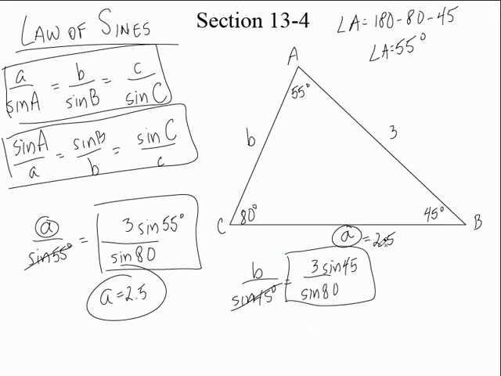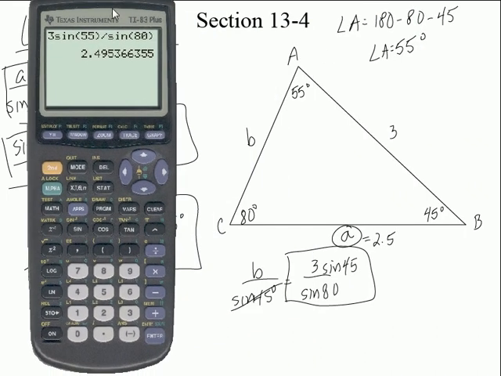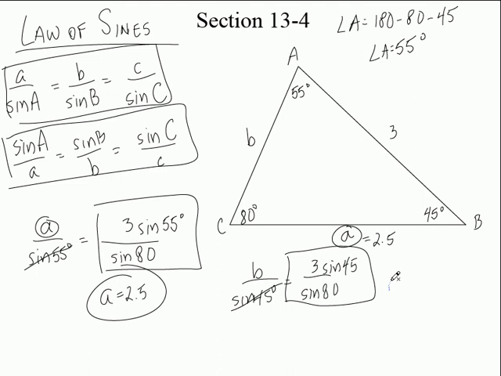Bring the calculator up. Where is the calculator? There it is. Scooch it over. And let's put that in. So now it's 3 sine of 45 divided by sine of 80. Again, I don't think you have to close the parentheses. It just looks prettier if you do. All right, so it's 2.15 or what? 2.2 we'll go. So B is 2.2.